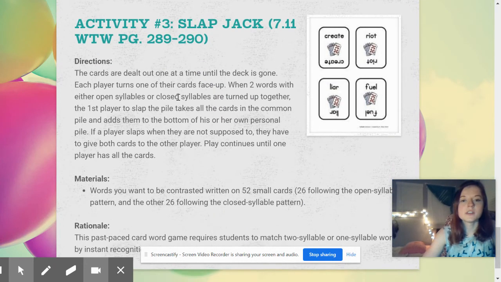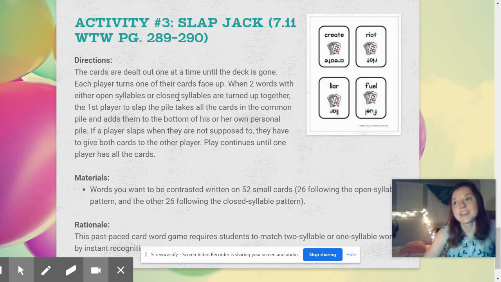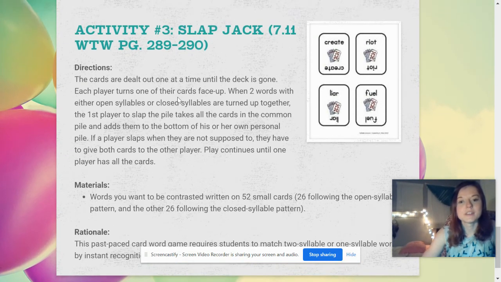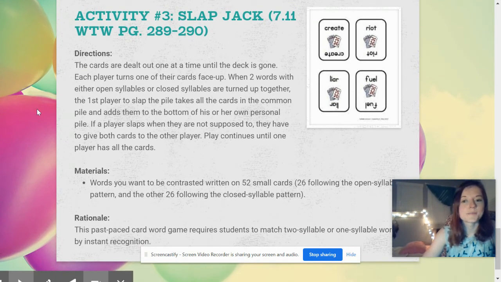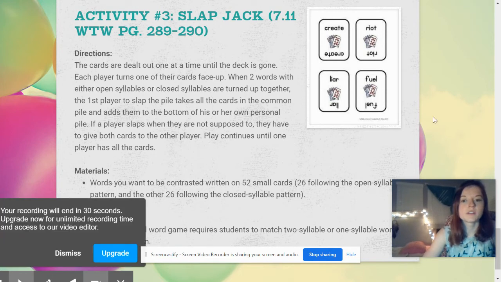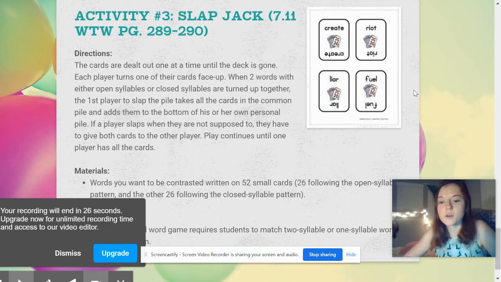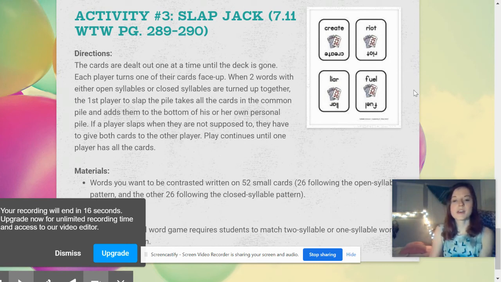My last activity is more fun. I thought it would be nice to ease up a little bit. It's a slapjack game where students are instructed to identify open or closed syllables, and the students are instructed to have a deck of cards face down and flip it up at the same time. If both students have an open syllable, the student will slap the card to try to steal them.